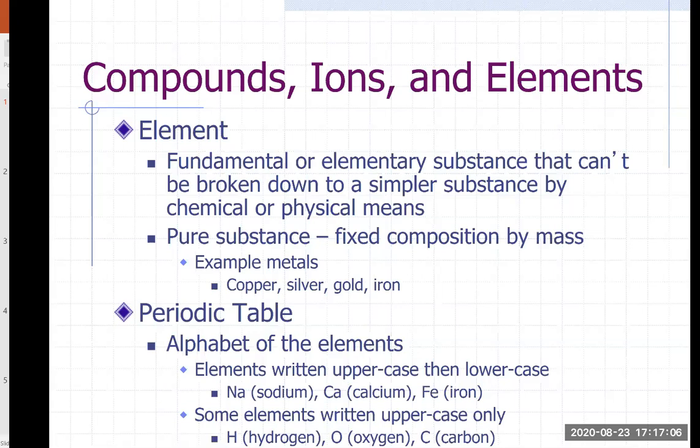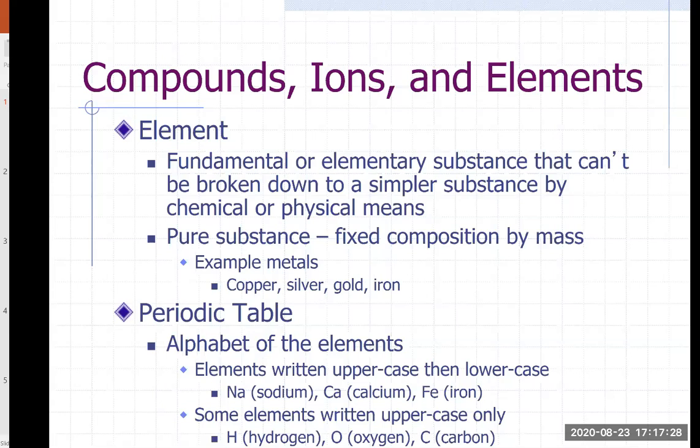For example, copper atoms all have the same average weight. Silver atoms all have the same average weight. Gold, iron, any element you want to look at has the same average mass associated with it. So we have a fixed composition by mass again.